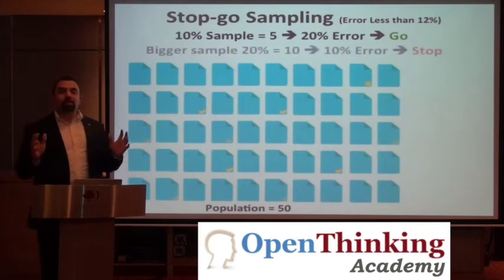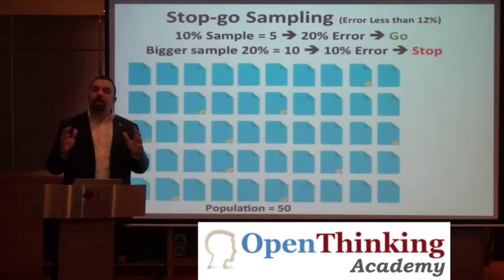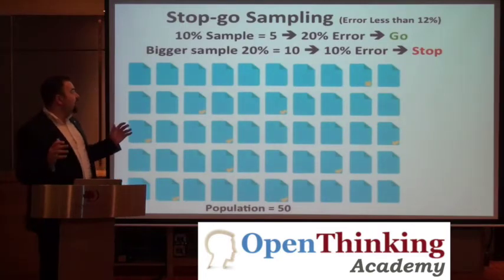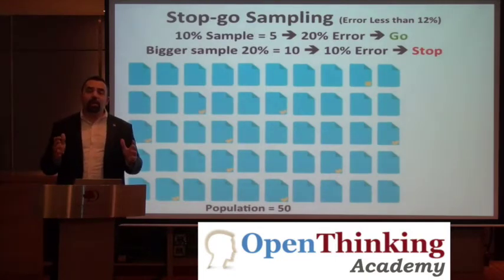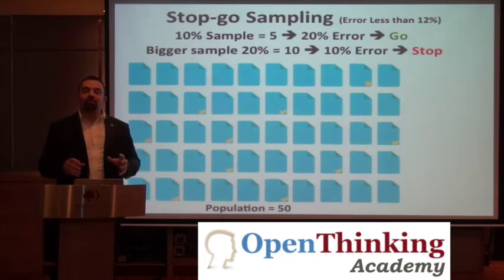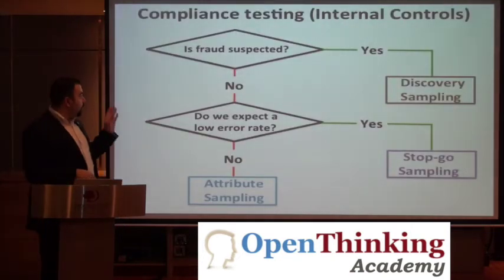We can't stop our testing; let's expand it a little bit. Let's see if this error is actually happening on a larger sample. So we expand our sample and we look at everything. It looks like the error is 10%, which is less than the acceptable level. So in that way, it's okay, and we stop. Stop and go sampling will help you in reducing your testing in the area where you don't expect so much error. So again, based on our discussion, if we are expecting there's a fraud, we go with discovery sampling.